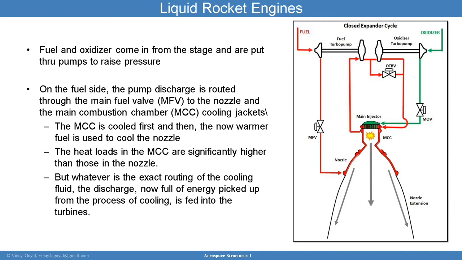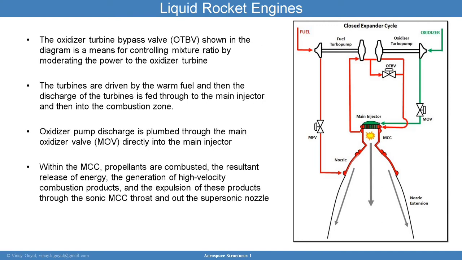But the bottom line is that the closed expander cycle also achieves a significant amount of thrust. I didn't cover the OTBV, the auxiliary turbine bypass valve, shown here, and it's a way to control the mixture ratio by moderating the power to the auxiliary turbine. The turbines in this case are driven by the warm fuel, and I cover that. So this warm fuel comes in, and the turbines are really energized by that. Then the discharge of the turbine is fed through the main injector, and then into the combustion zone.